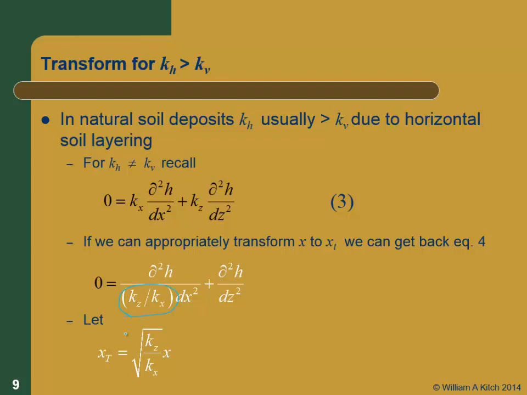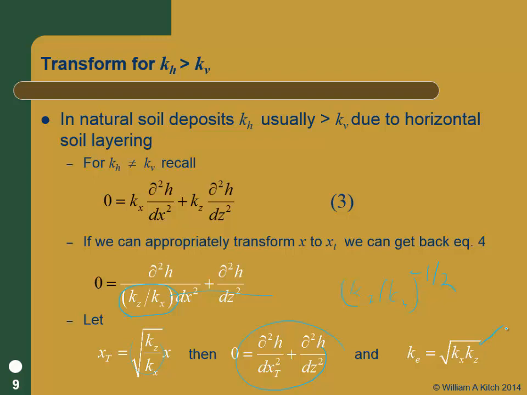So what's the second partial of that? Well, the second partial of that is just going to be, if I take this out, this is kz over kx to the minus 1/2. And if I take the second partial of this with respect to x, I'm just going to come out with this equation and an equivalent hydraulic connectivity, which is going to be the square root of kx times kz.